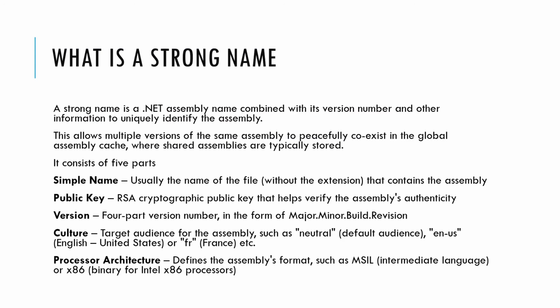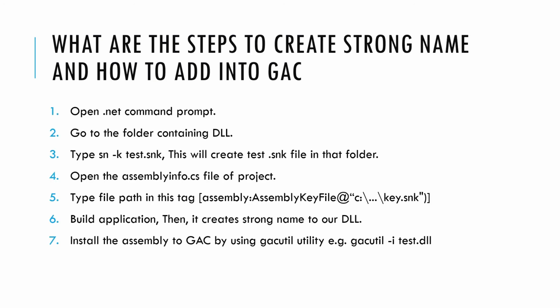So what is a strong name? A strong name is the .NET assembly name combined with its version number and other information to uniquely identify the assembly. This allows multiple versions of the same assembly to peacefully coexist in the global assembly cache, where the shared assemblies are typically stored. It consists of five parts: simple name, public key, version, culture, and processor architecture.